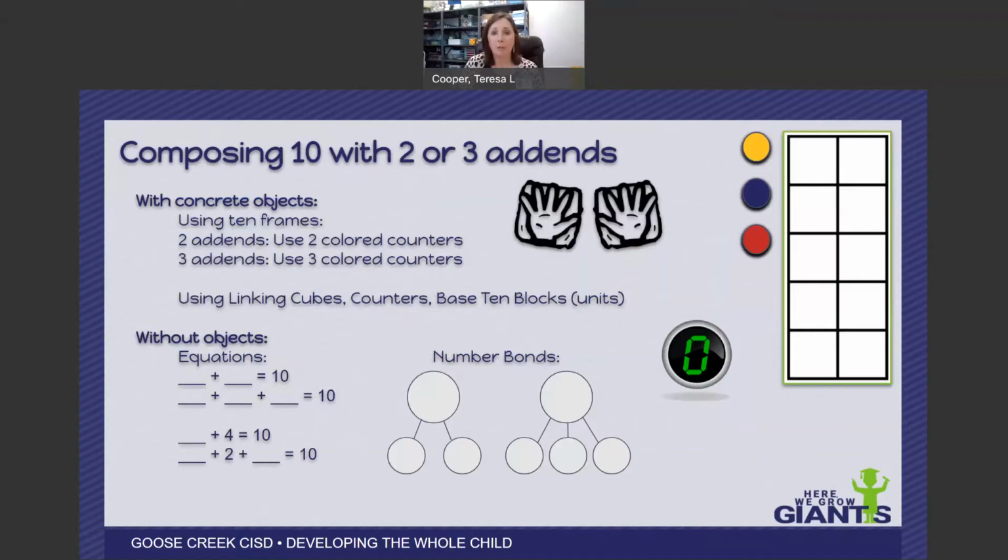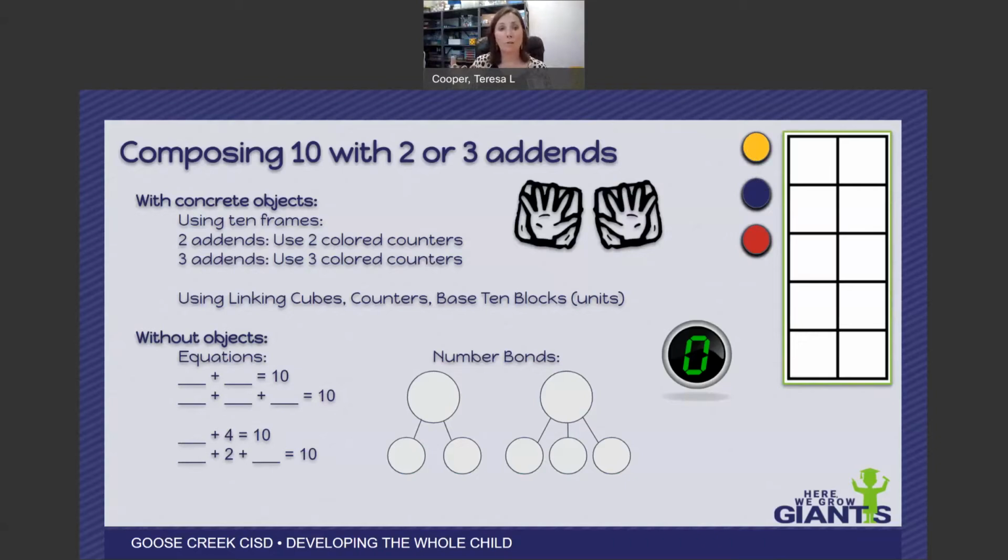Now, the first thing we're going to do is compose 10 with 2 add-ins. If we were using 10 frames, it could look like this, and we could have 3 different color counters. We would use 2 different colors when we're doing 2 add-ins, and we could use 3 different colors if we were doing 3 add-ins. So if I asked a student to add 6 plus 4, they could do 6 of one color, 4 of another color, and see if they have composed 10.